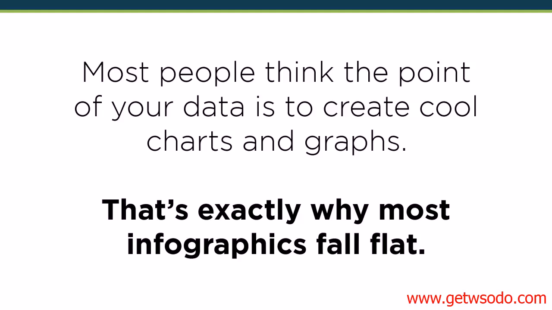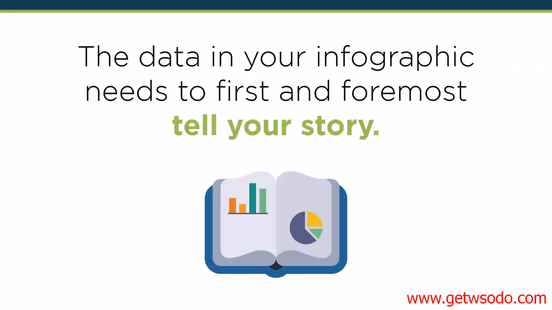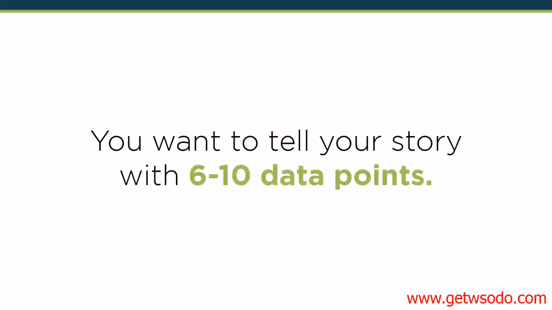So if you want a consistent system that generates successful infographics again and again, you need to forget the fancy charts. Instead, the data in your infographic needs to first and foremost tell a story. Specifically, you want to tell your story with 6 to 10 data points. Why 6 to 10? Fewer than 6 and you just don't have enough evidence to prove that your angle is true. And any more than 10 and your story gets lost in the numbers.